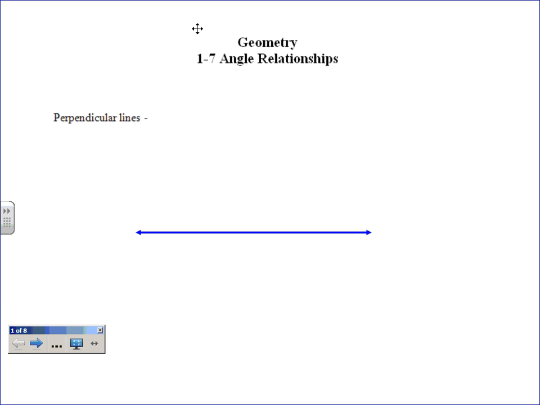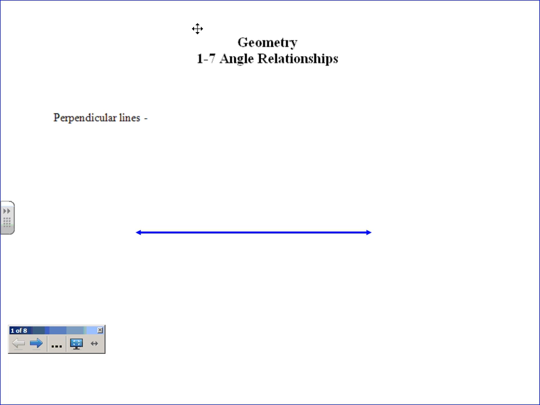1-7, last section of chapter 1, which means your test is coming soon. Today's vocabulary is actually pretty straightforward, but is hugely important. It will get used the rest of the year, so you might want to make sure that you understand these.